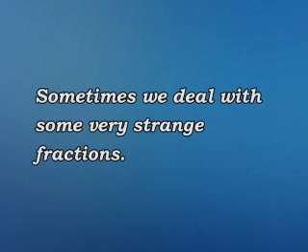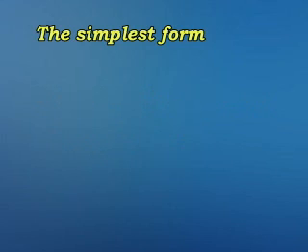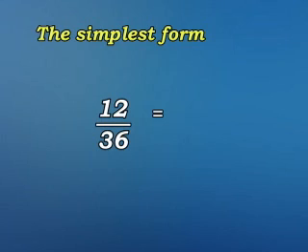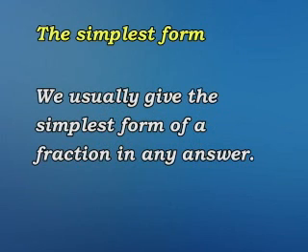Now sometimes we deal with some very strange fractions, and what we try to do is to find the simplest form of that fraction. For example, if we had 12/36, we'd look for an equivalent fraction that was smaller, which is 1/3. But how do we find that out? All right, let's talk about it. We usually give the simplest form of a fraction in any answer.